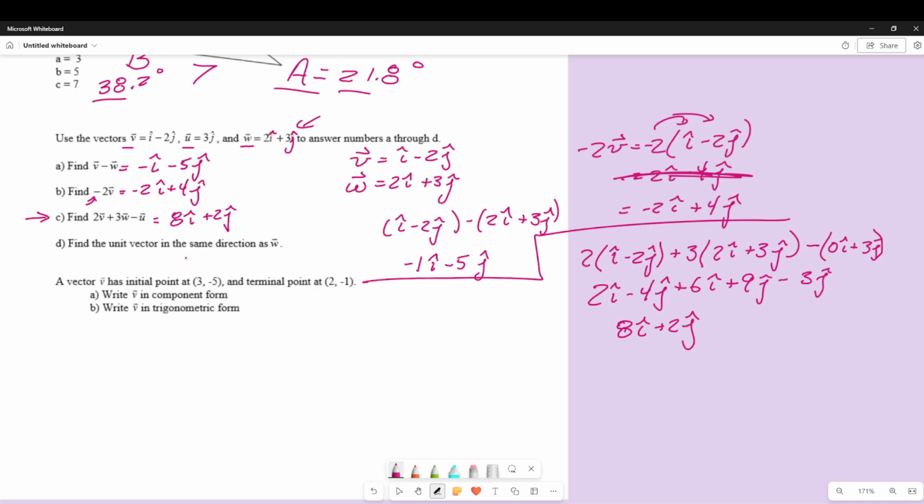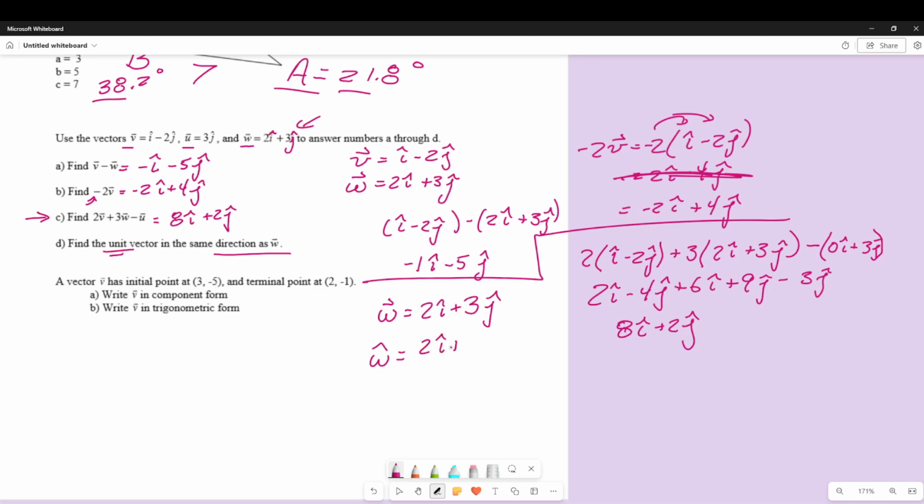Find a unit vector in the same direction as W. Well, W, that full vector, again the 2i plus 3j, has its own magnitude and is heading in a particular direction. All vectors are like that. Vectors have magnitude and direction. So if we want to point in the same direction as W, we have to keep its direction, but make its magnitude 1 unit to make it a unit vector. Again, that's what the hat symbolizes.